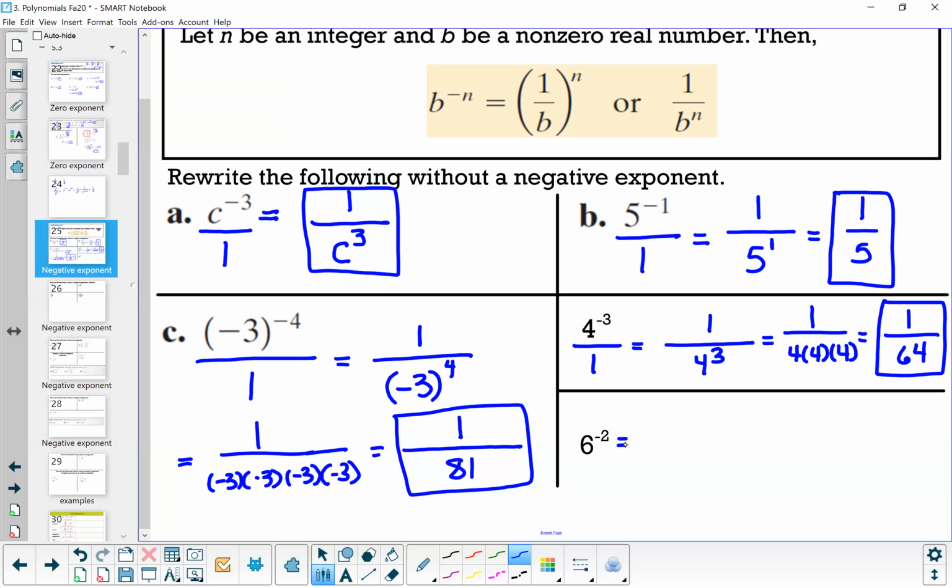All right, our last one on this page, we have 6 to the -2 power. So if we write 6 to the -2 over 1 as a fraction, if you take 6 to the -2 across the fraction bar, that means it's 6 squared in the denominator, and there's still a 1 in the numerator. Or in other words, this is 1 over 6 times 6, which equals 1 over 36. All right.